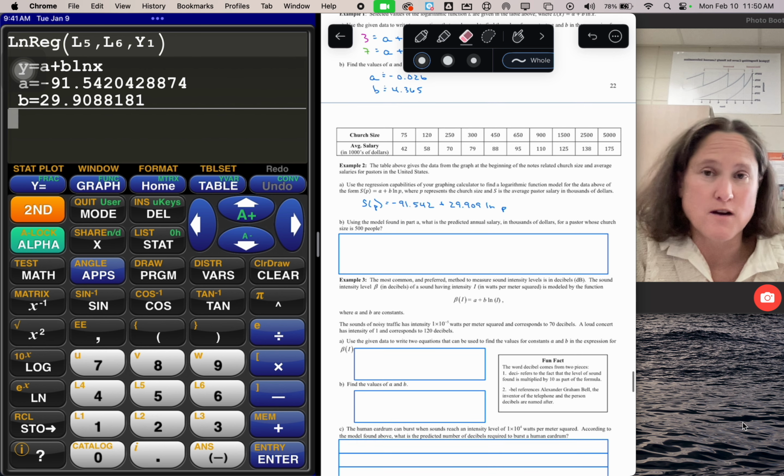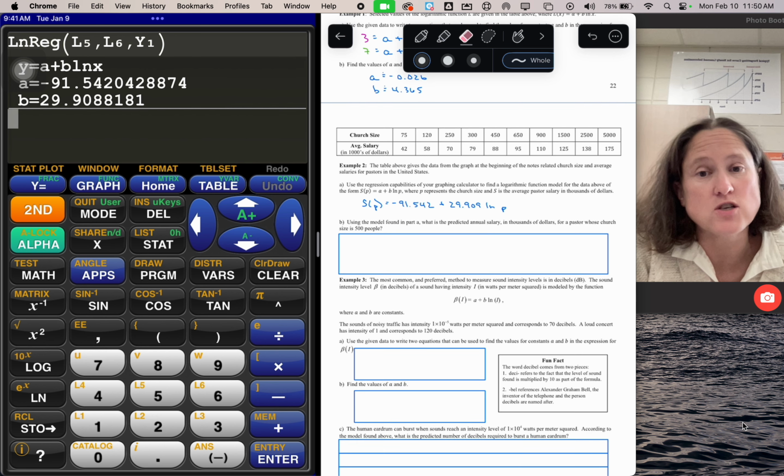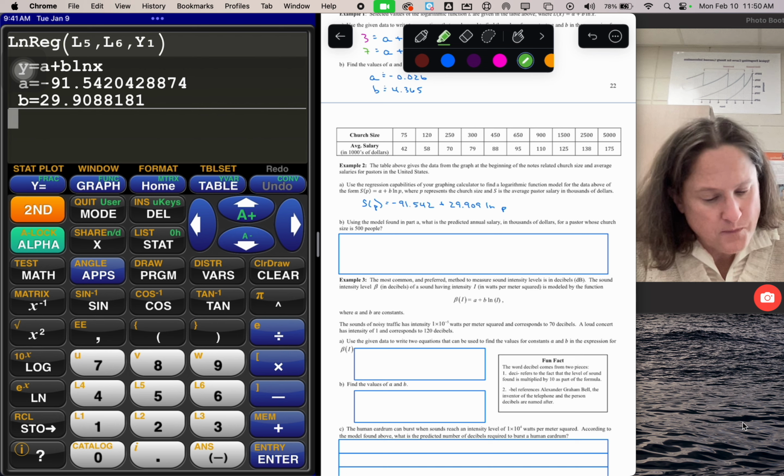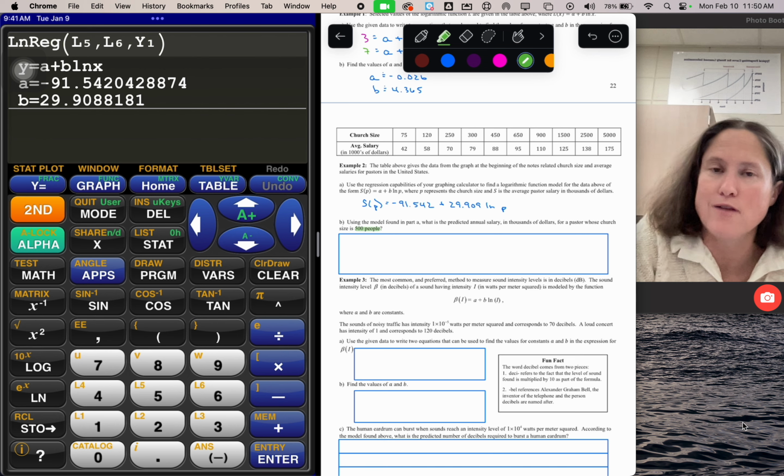So this is what I'm talking about now, being able to use that equation to help us find values such as what will be the salary, the predicted annual salary for a church size of 500 people. So go ahead, pause the video, and try to answer that question.